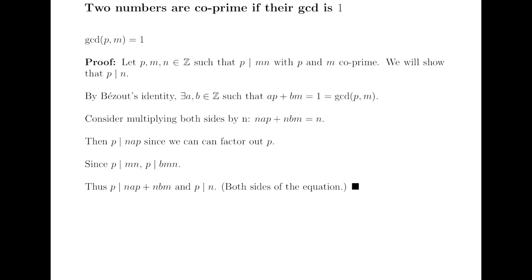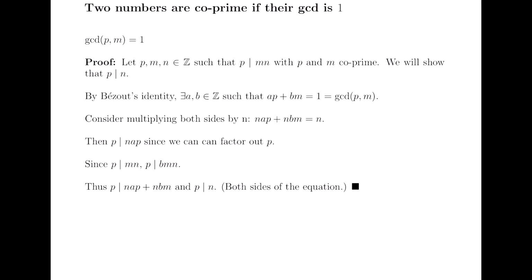So now that we talked about Bézout's identity, it's going to be helpful to use that to see that two numbers are coprime if their GCD is 1. Remember that GCD is greatest common divisor, and if numbers have no prime factors in common, then their GCD will be 1. How do we actually prove that?